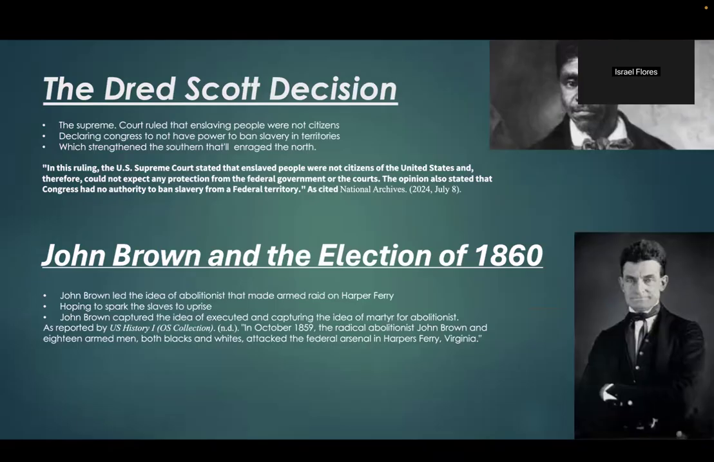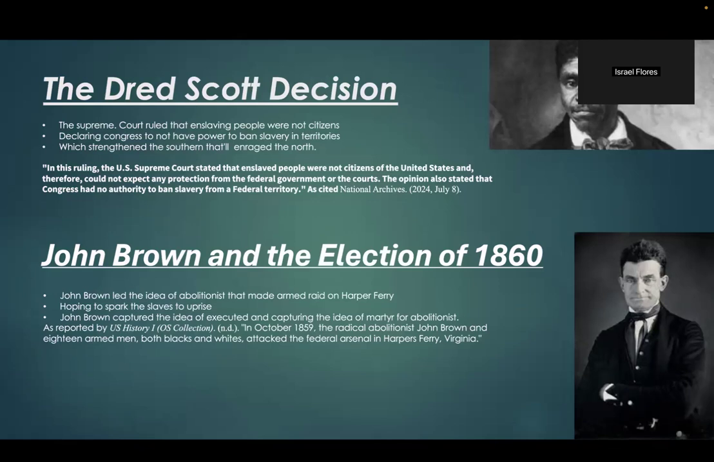Okay. So the Dred Scott decision and the John Brown and the election of 1860. Now these two were very different. And you guys can read the bullet point while I'll read the idea of the quotes that I found. So, in this ruling, the Supreme Court stated that enslaved peoples were not citizens of the United States and therefore they could not expect any protection from the federal government or the courts. The opinion was to state that the Congress had no authority to ban slavery from the federal territories, which was cited from National Archive. But John Brown was a little bit more different.